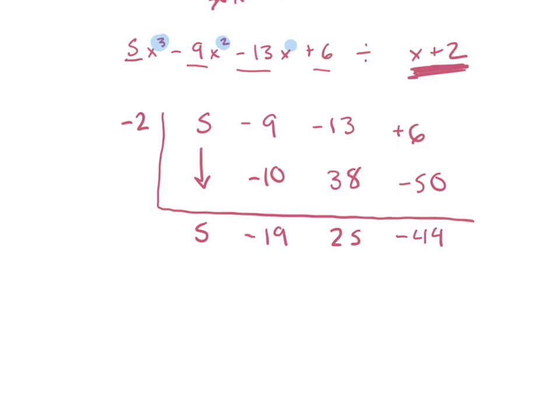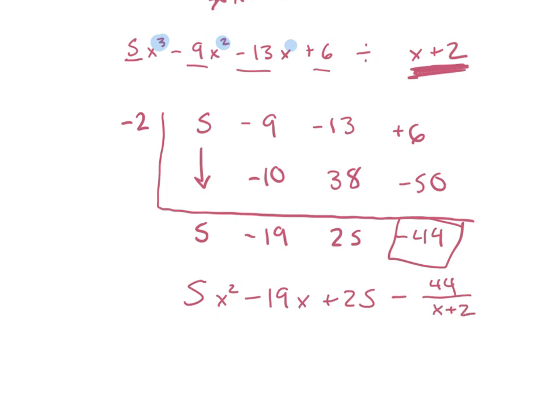So what is our remainder here? -44. This one's our remainder. What would our answer be? 5x squared minus 19x plus 25 plus -44 over x plus 2. Yeah, we could say minus 44 over x plus 2. Perfect. So since we started with x cubed, our answer is just going to have one less x than that. So our answer starts with x squared. Awesome. Good job, Olivia.